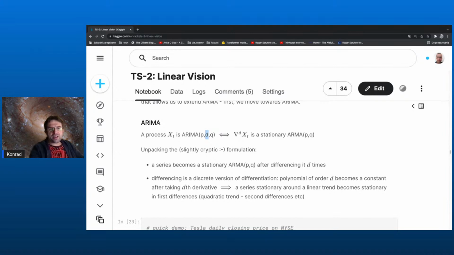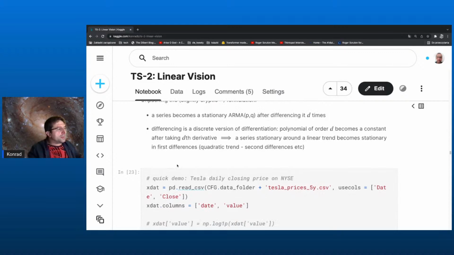If you have a linear trend, you take first differences in a series, you get rid of the trend, and there's a chance you get something that's stationary. If something was moving around a quadratic trend, or something that plausibly can be described with a quadratic polynomial, and you take differences twice, then you have applied second differences, and that means you had an ARIMA of order 2. How does it work in practice?